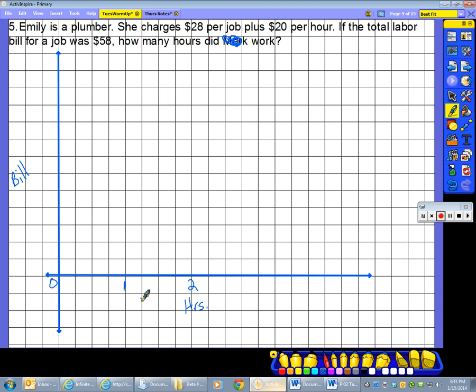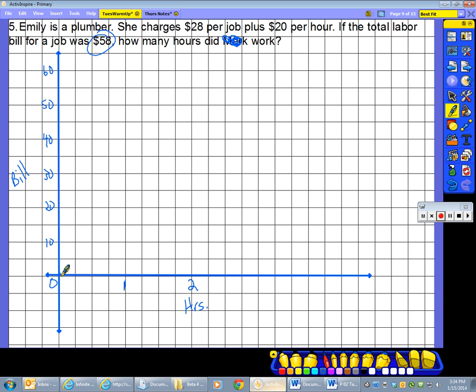I'm cool with that. And so then as far as the bill goes, we're going to go as low as $0 because that's where my origin is. And we need to go as high as at least $58. Now, you can go higher. I would recommend going a little higher. So I'm going to count by 5. So that's 5, and then 10, 15, 20, 25, 30, 35, 40, 45, 50, 55, 60. Alright? So that's a little bit higher.